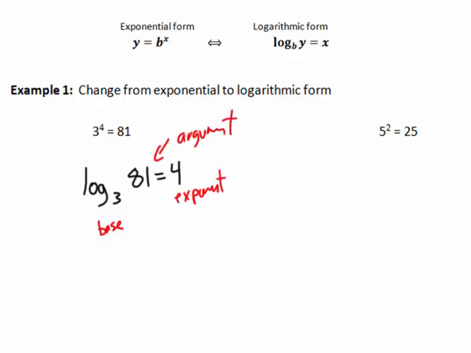Just switching them around. Well, we can do that for another exponent. 5 squared is 25. If we wanted to write that in logarithmic form, we would say log base 5 of 25 is equal to 2. So this allows us to switch from logarithmic to exponential form. And we know that the logarithm is the inverse of the exponential.